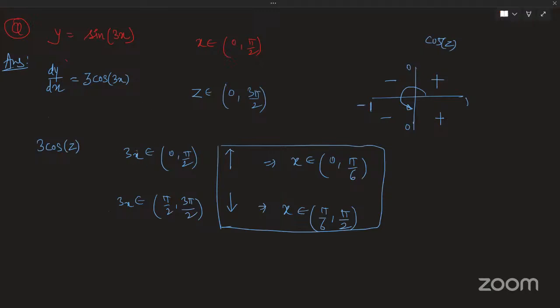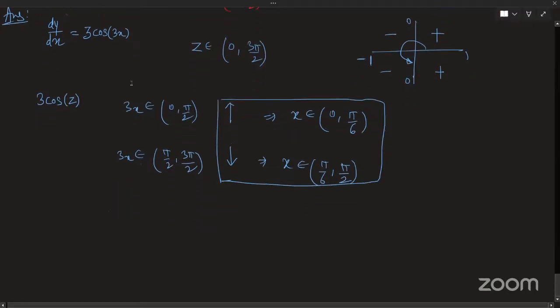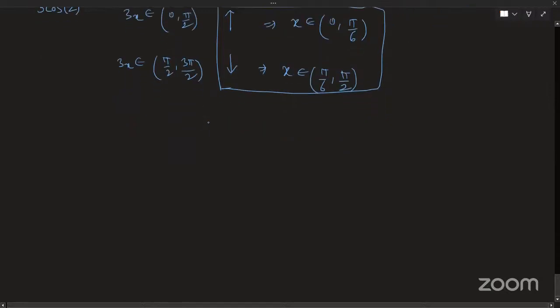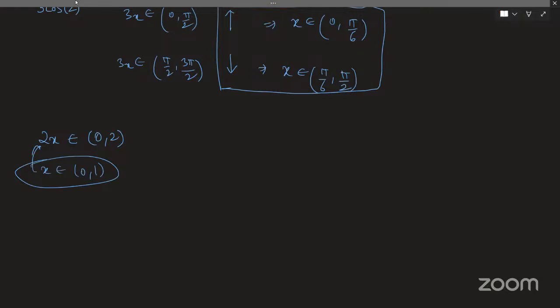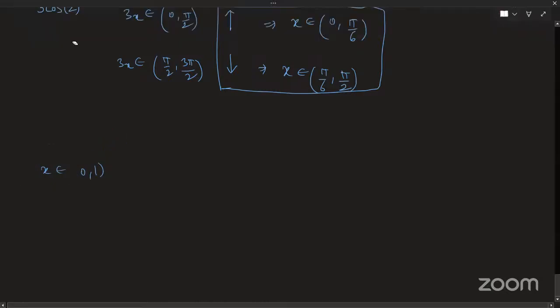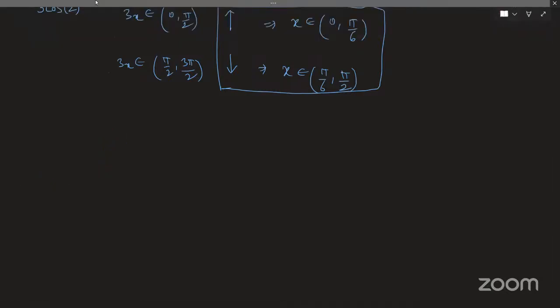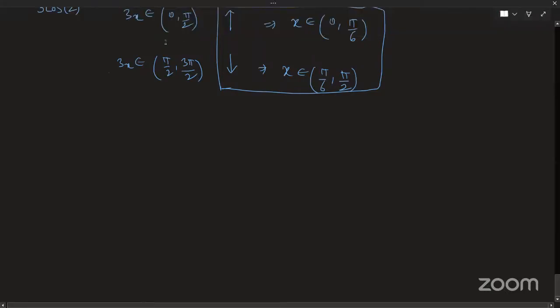See, like how this 3x and this 3 got divided. Whenever you have a linear function with a positive constant, you can just directly divide both of these. It is something like if 2x belongs from 0 to 2, then obviously your x is between 0 and 1. We have used this many times in our set theory chapter also. This was just a revision of this.